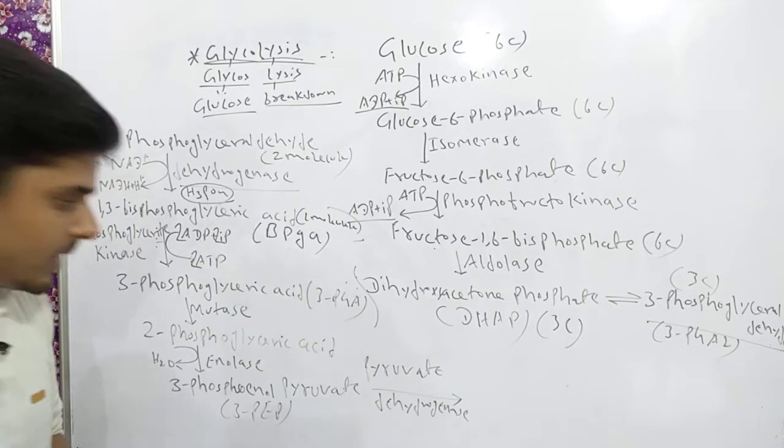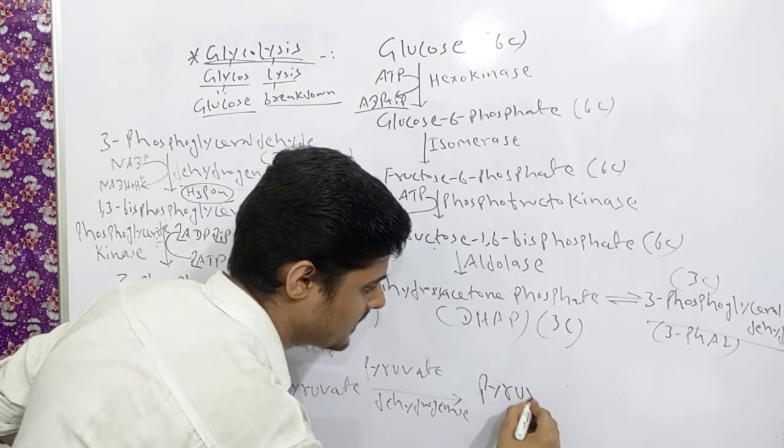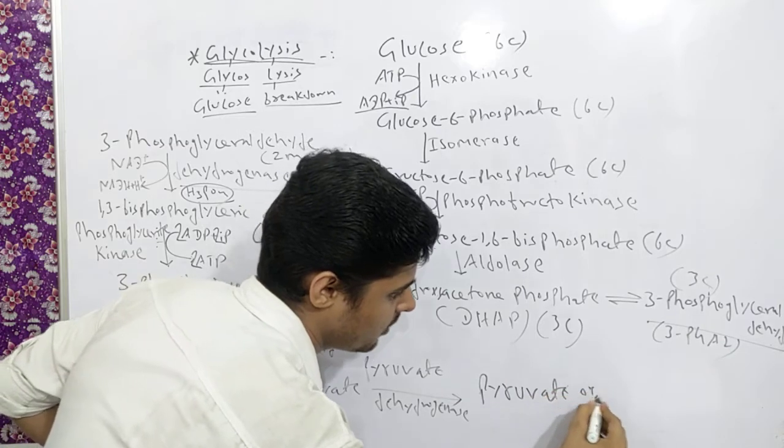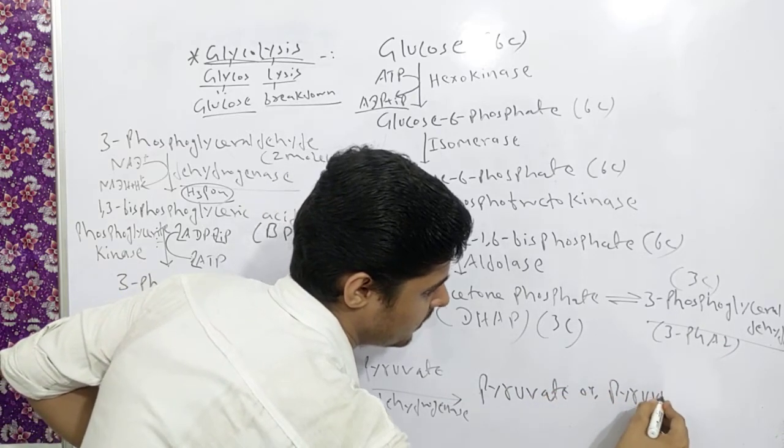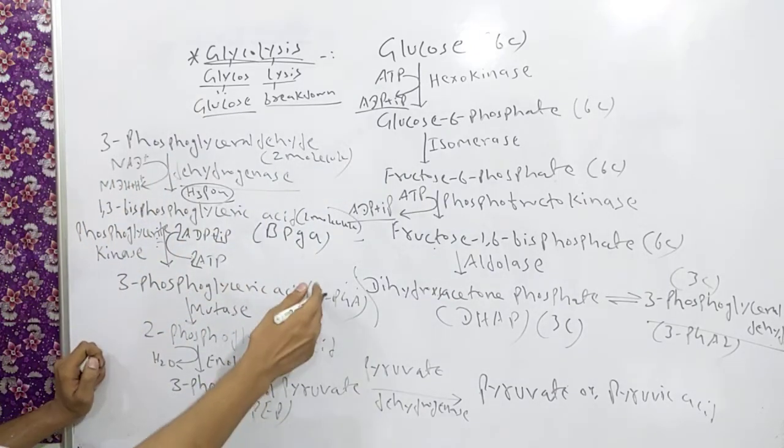So this gets converted into pyruvate, or you can say pyruvic acid. How many molecules will be formed here? There are two molecules.